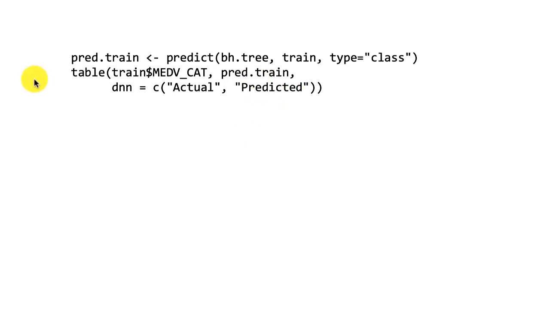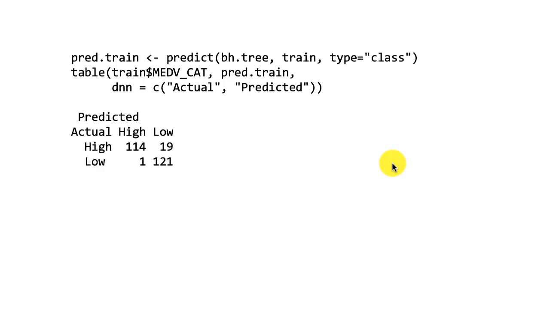Now shortly we'll be looking at a slightly different way to do the same thing, right? Rather than write this third argument, we can just say actual equals train$medv_cat, comma, predicted equals pred.train, and then we can leave this third part out. I'll show you both. Right now I'm showing you this option, but I'll predominantly switch to using the other option going forward. Both of them work the same way. Okay, so what this does is it generates this error matrix.